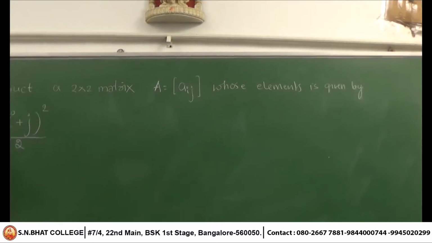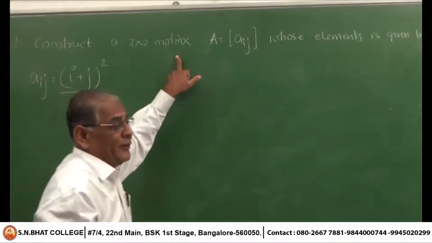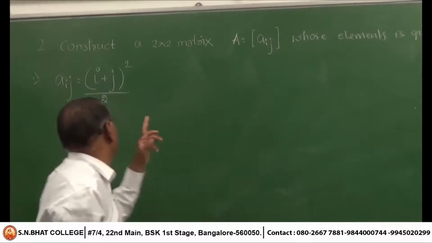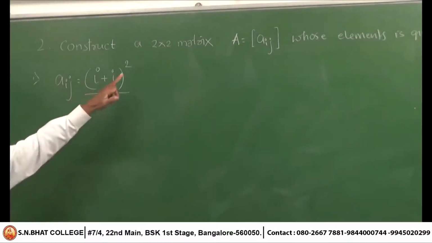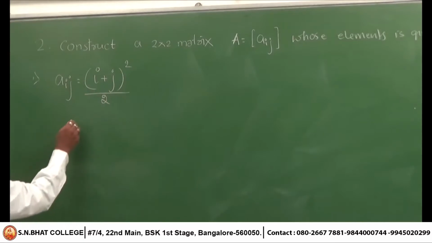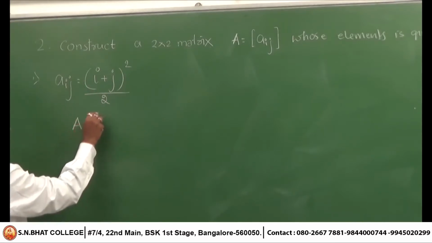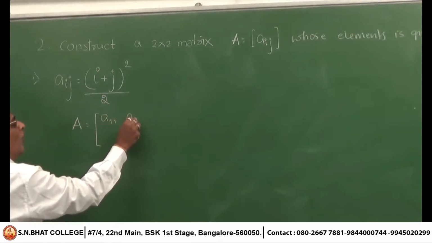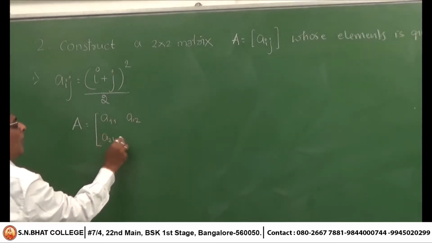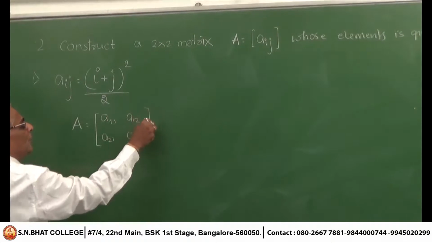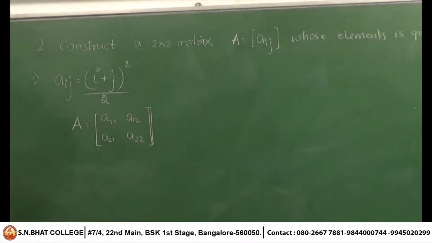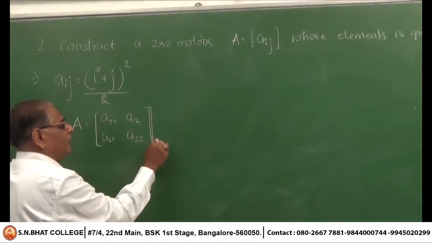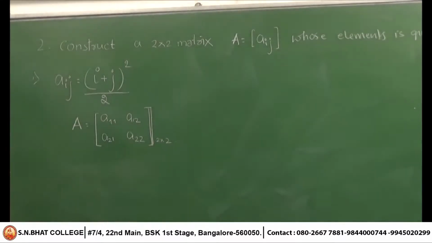See, the question is construct a 2 cross 2 matrix A. The elements of A are Aij, whose elements are given by Aij is equal to I plus j whole square by 2. Since it is a 2 cross 2 matrix, the matrix A is of the form A11, A12, A21, A22. This A is a 2 cross 2 matrix because it has 2 rows and 2 columns. Order is 2 cross 2.